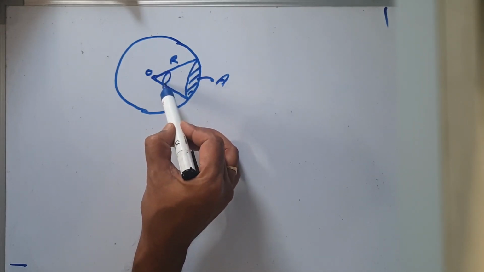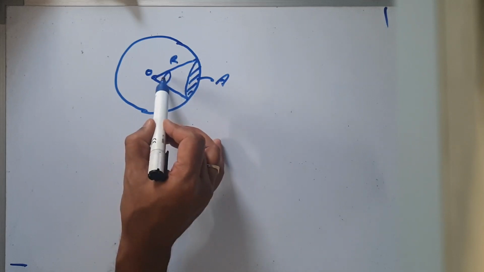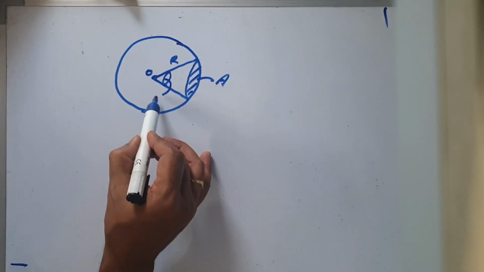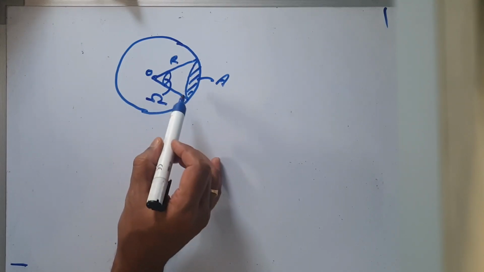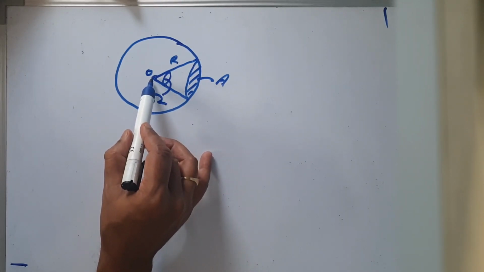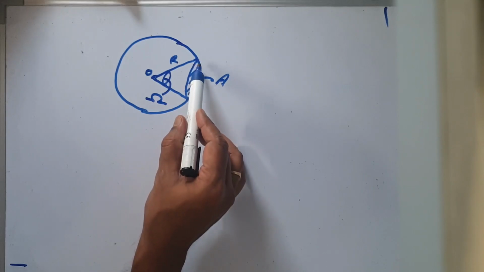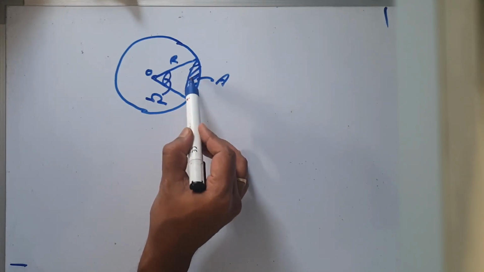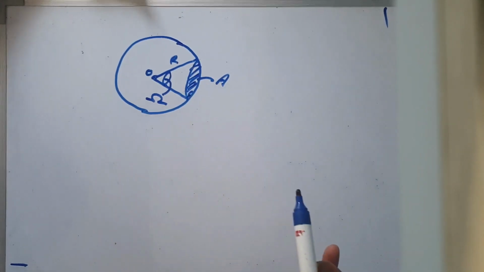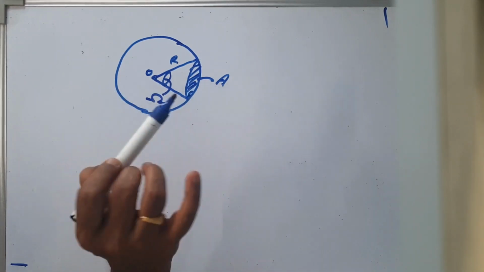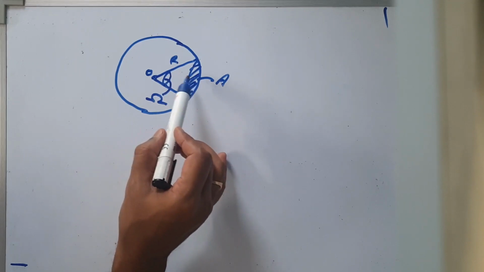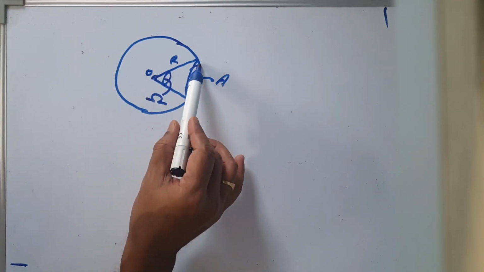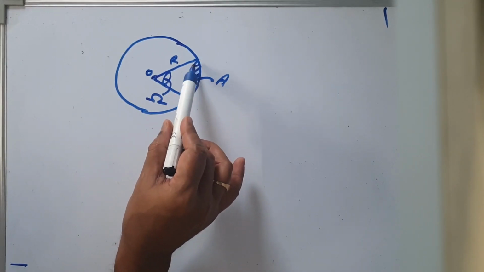This is called the solid angle, represented by omega. Solid angle subtended at the center of the sphere by the area A on the surface of the sphere. What is omega? It is a solid angle subtended at the center of the sphere by this area A, which is on the surface of the sphere.